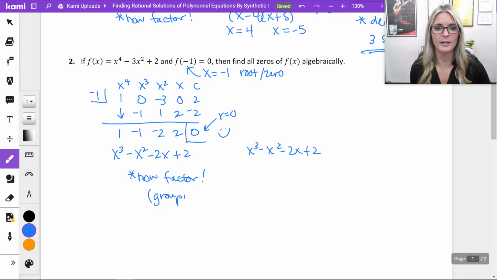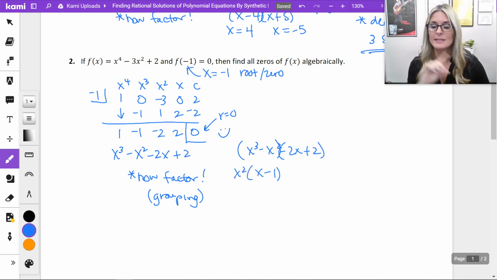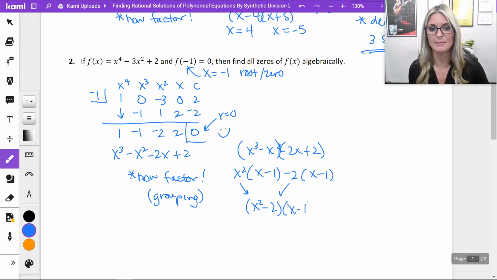Make a note here on our notes. So grouping first half and second half together. That first half GCF is an x squared. Leaves me with an x minus 1. Second set of parentheses, GCF could be a negative 2. Leaving me with x minus 1. Now my parentheses are matching, so I know my factorization is going well. X squared minus 2 is my first factor. X minus 1 is my second. Let's solve them. Set them equal to 0.